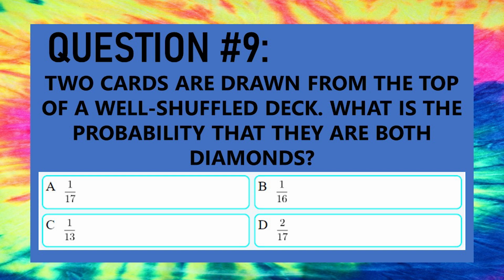Letter A, 1 over 17. Letter B, 1 over 16. Letter C, 1 over 13. Or letter D, 2 over 17.